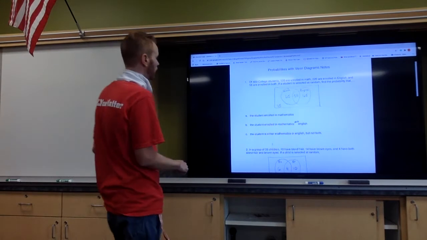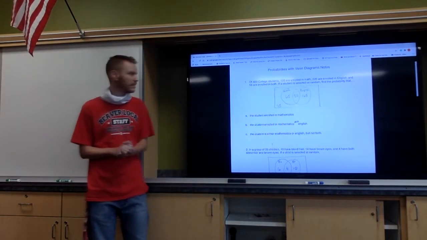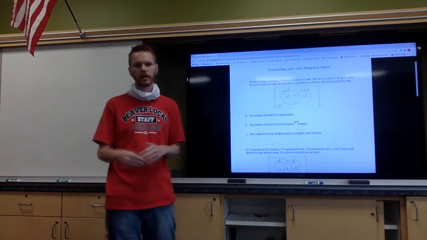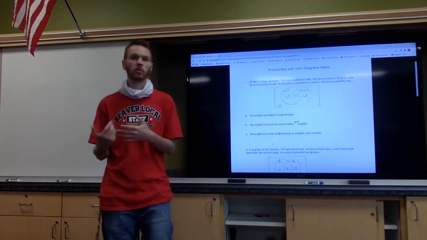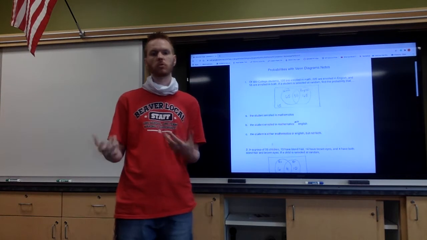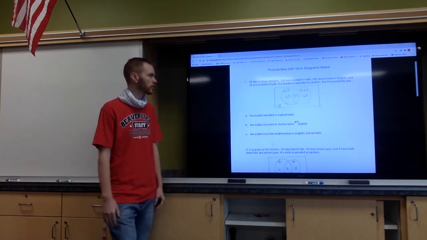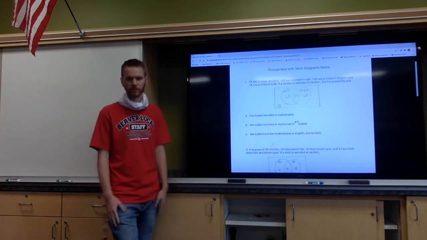Alright guys, welcome back. Today is our final lesson with probability. I included this section because I thought it's a good visual to see why we add or subtract when it comes to mutually exclusive events. And I think it's a good final lesson for our unit here.